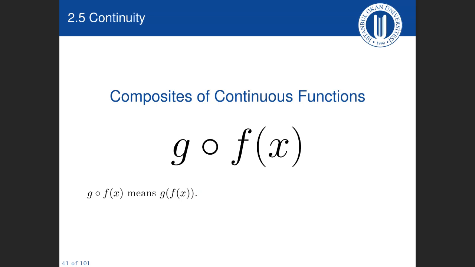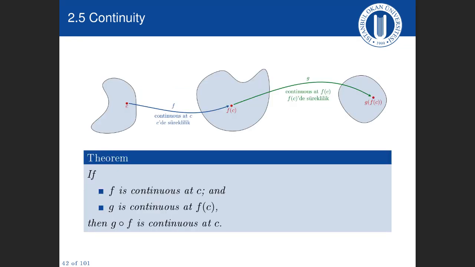Composites of continuous functions. G composed with f, or g circle f, means first we calculate f of x, and then we calculate g of f of x. Theorem. Let's suppose f is continuous at c, and let's suppose that g is continuous at f of c. Then the composite function, g composed with f, is continuous at c.